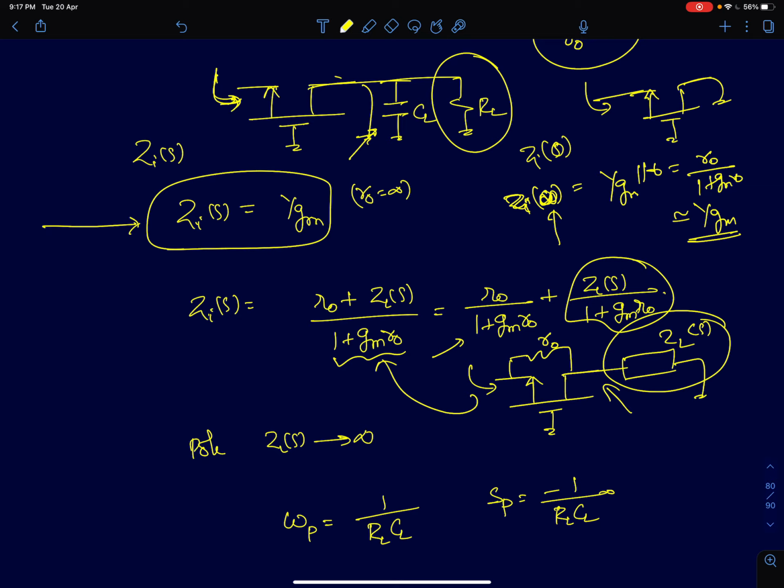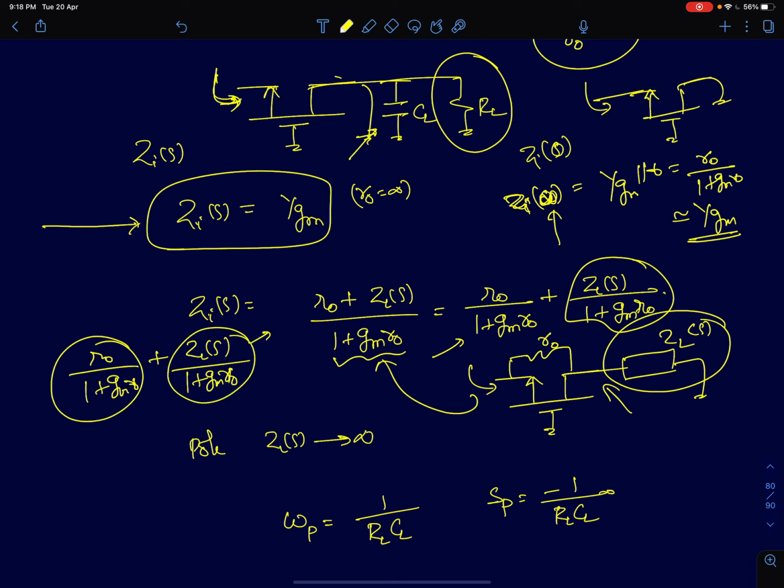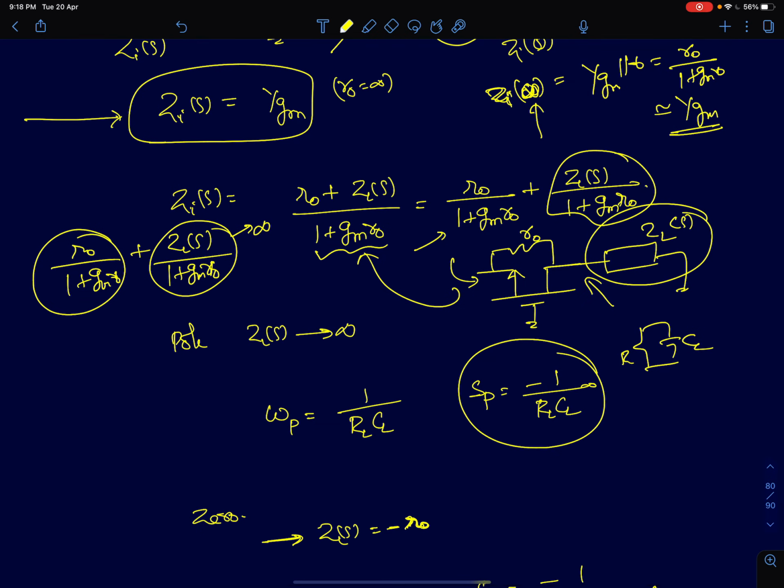I want to find poles and zeros for this expression. So I have two impedances in series: R0 by 1 plus Gm R0, plus ZL of S by 1 plus Gm R0. Now it's very easy to find the pole. This term is constant, it doesn't depend on S, but this term depends on S. All I need to find is the condition when this impedance blows up to infinity. So when the impedance ZL of S blows up to infinity, that will be your pole. And since ZL of S is just a parallel RC circuit, RL and CL in parallel, the point where it will blow up to infinity will be S equal to minus 1 by RLCL, or omega P is 1 by RLCL. So that's the location of the pole.